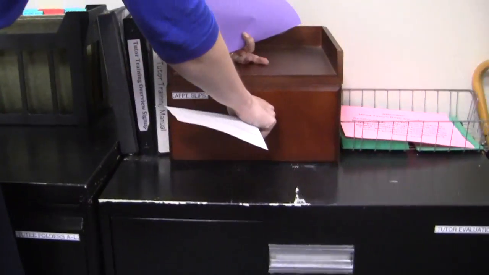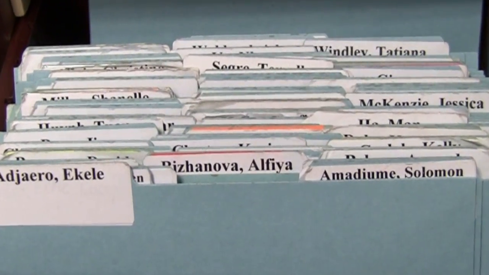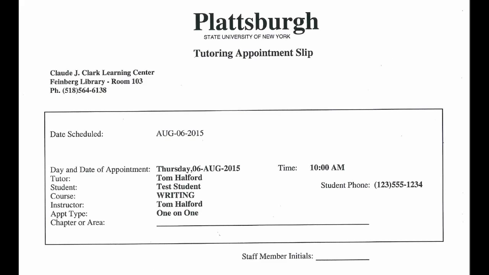The next thing that you're going to do is look to see if you have an appointment slip. What you will see here is all of our tutors' names. You will have a slip right here with your name on it, and behind that will be an appointment slip once you've had an appointment scheduled. You will also get these appointments in the mail, in your email. It has to be your plattsburgh.edu email.